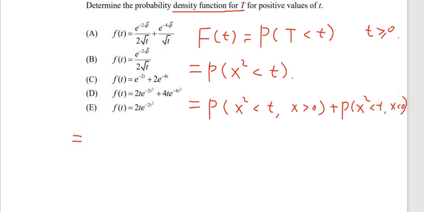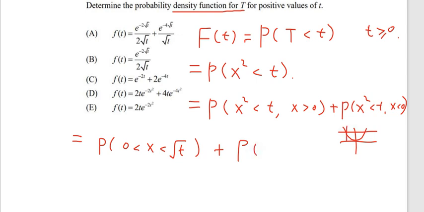For the first part, X is positive, so X is less than or equal to the square root of t, with t larger than 0. For the second part, X is less than 0 but larger than negative square root of t.